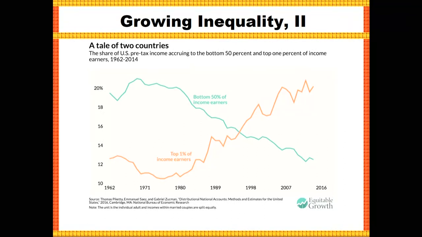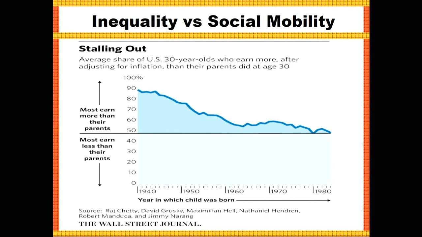To put it in even sharper terms, this chart looks at what happened to the bottom 50% and the top 1%. And you can see that in 1962, the top 1% earned about 13% of the income, and the bottom 50% earned about 20% of the income. As we go along, you can see who is doing well, the top 1%, and now they're making about 20%. And the bottom 50% are now making about 12%. So there's growing inequality, and growing inequality feeds a growing sense of social injustice, and people are angrier and angrier about it.